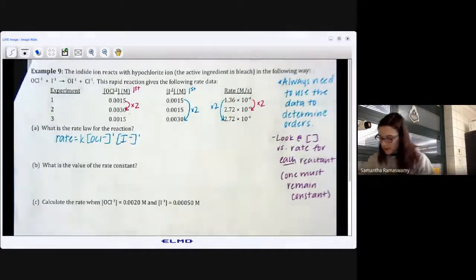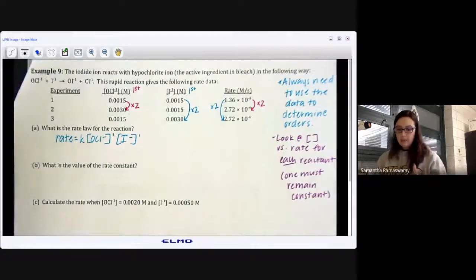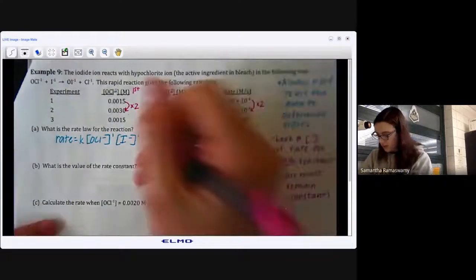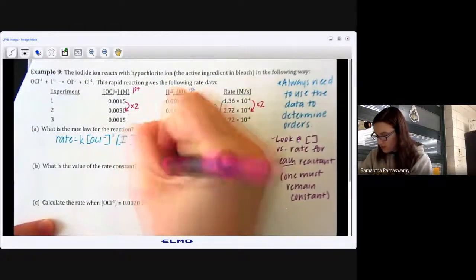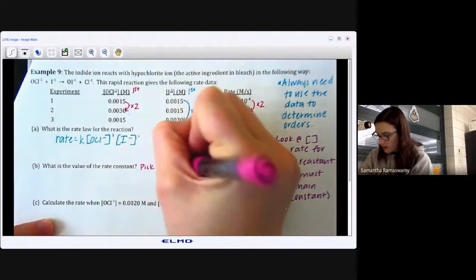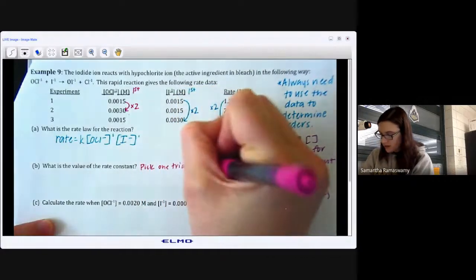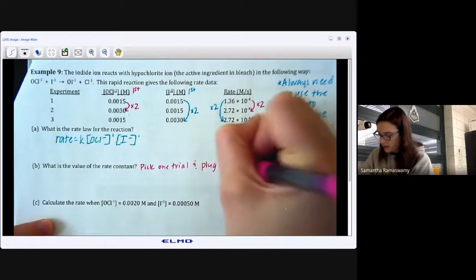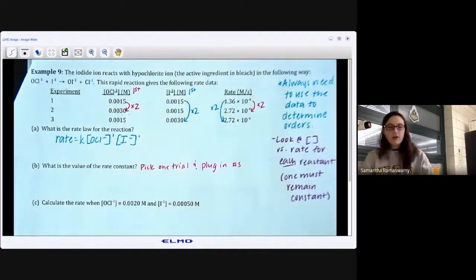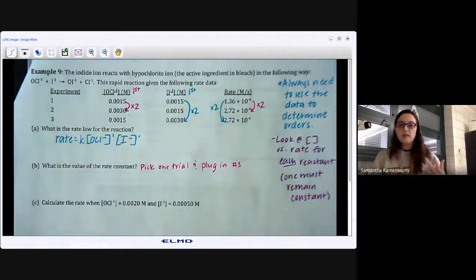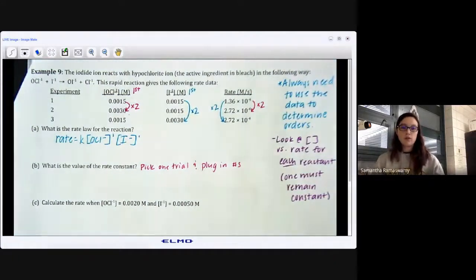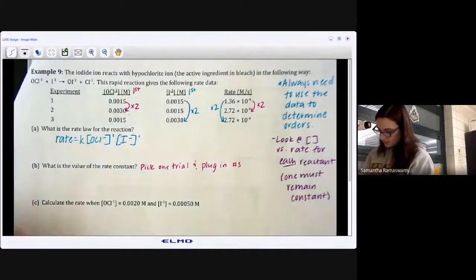So then part B, what is the value of the rate constant? So to figure out the value of the rate constant, you need to pick one of the trials and plug in the values. Right, so pick one trial and plug in numbers. Because once you have the rate law, you can plug in values, you can solve for the rate constant.